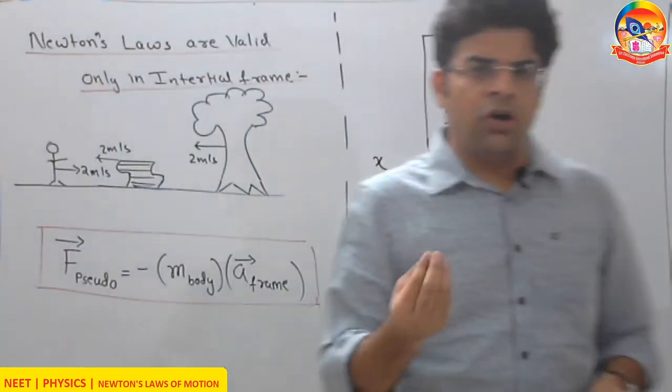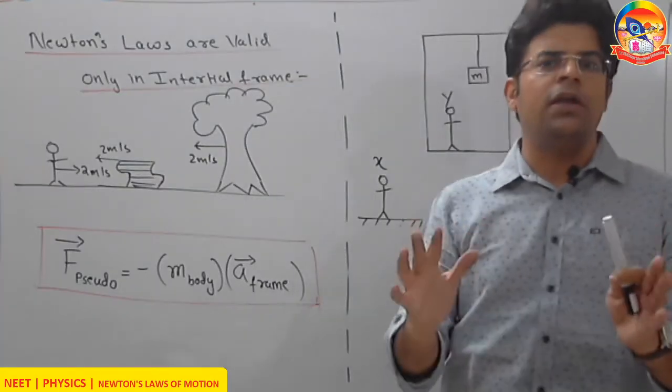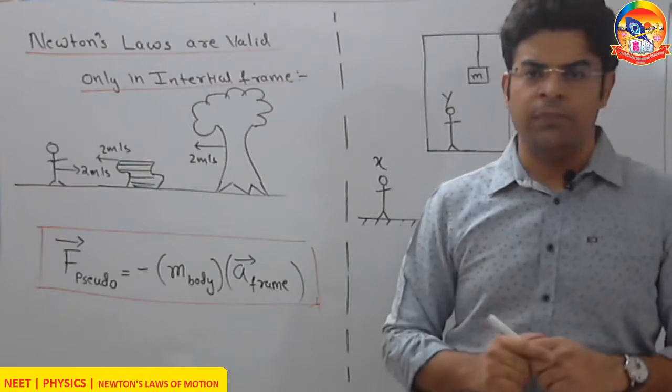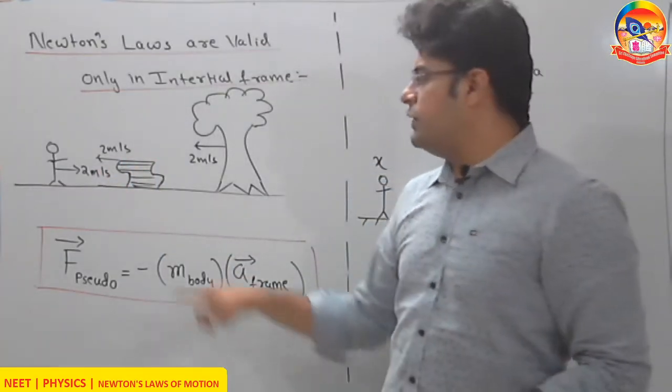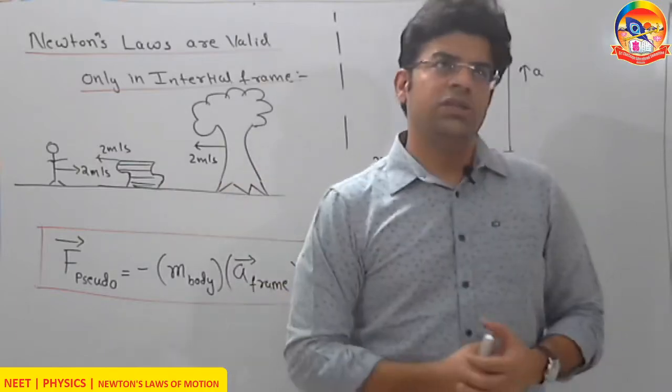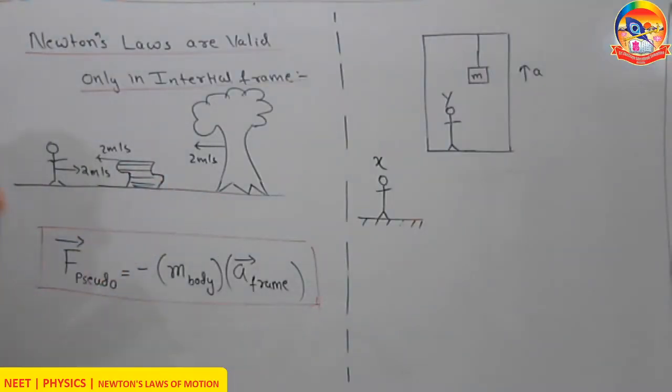Newton's first law says that anything in a state of rest or uniform motion will remain so unless some net external force acts on it. So now this person will try to apply Newton's first law on the bench and on the tree. He will observe the bench and see no force acting on the bench. He will observe the tree and see no force acting on the tree. Now he will be like, okay, no force is acting and they are moving with a constant velocity. Okay, Newton's law is valid.